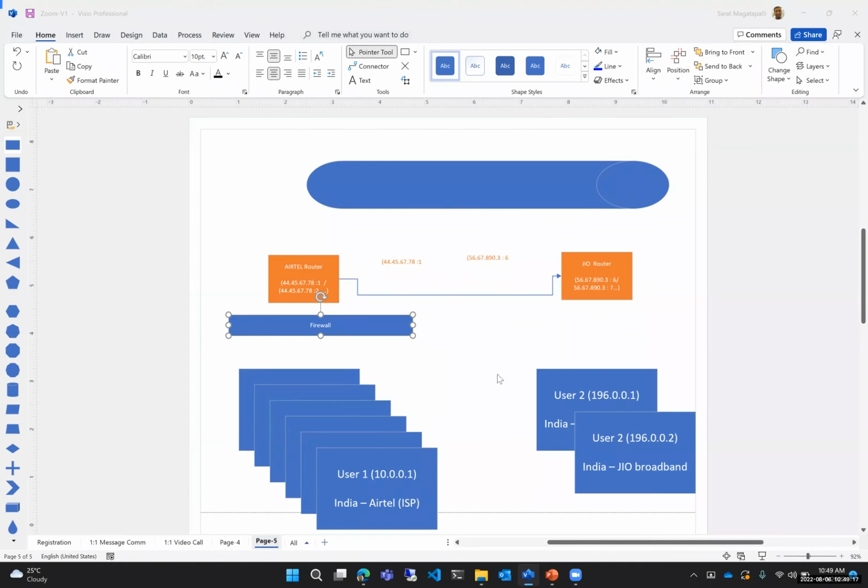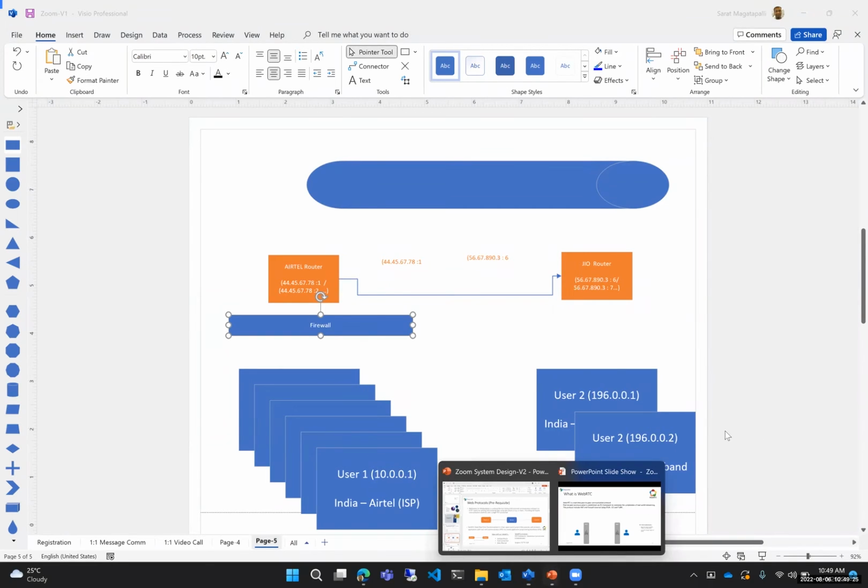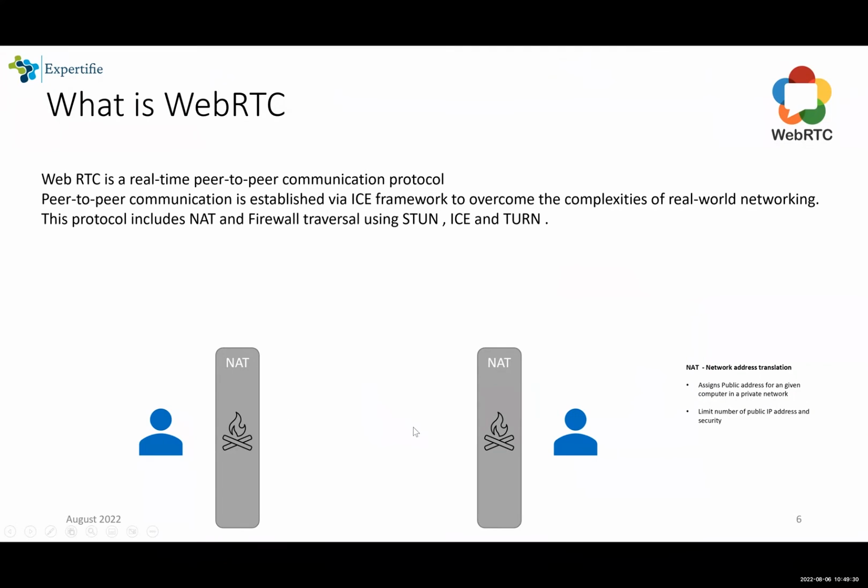So now we understood that via the NAT, we are able to identify the public IP address and do the peer-to-peer communication. This is what the picture shows. User number one wants to talk to user number two, but both are behind the NAT as well as the firewalls. Since I don't know the IP address of user two, on the right-hand side, I need to rely on some framework which will help me establish a peer-to-peer communication.